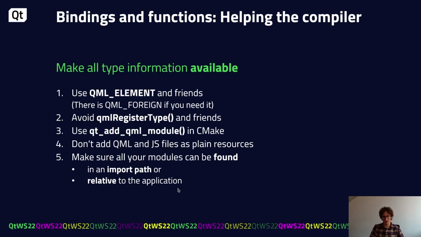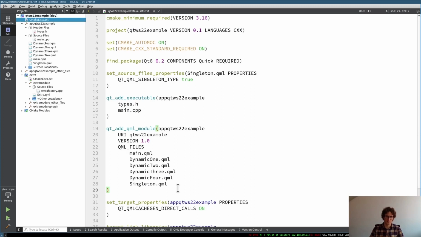Plus, if you have more than one module, you have to make sure that all your modules can be found. You can set up an import path. I'm not going to go into details on that, but the most important and simplest way to make your modules available is to place them relative to the application. So let's look at another example.